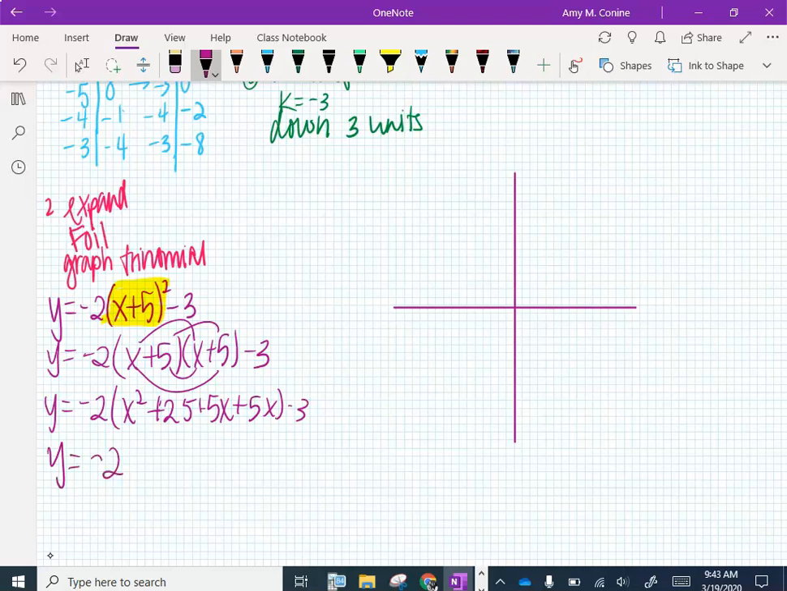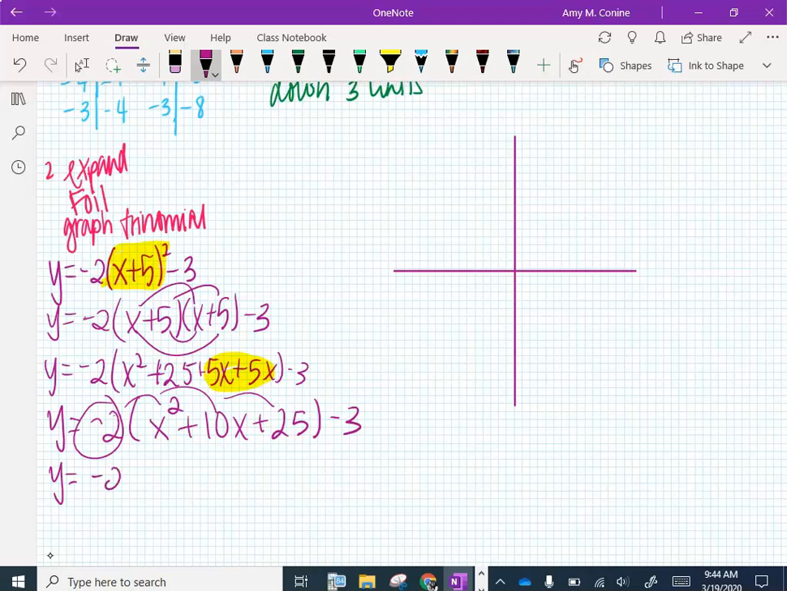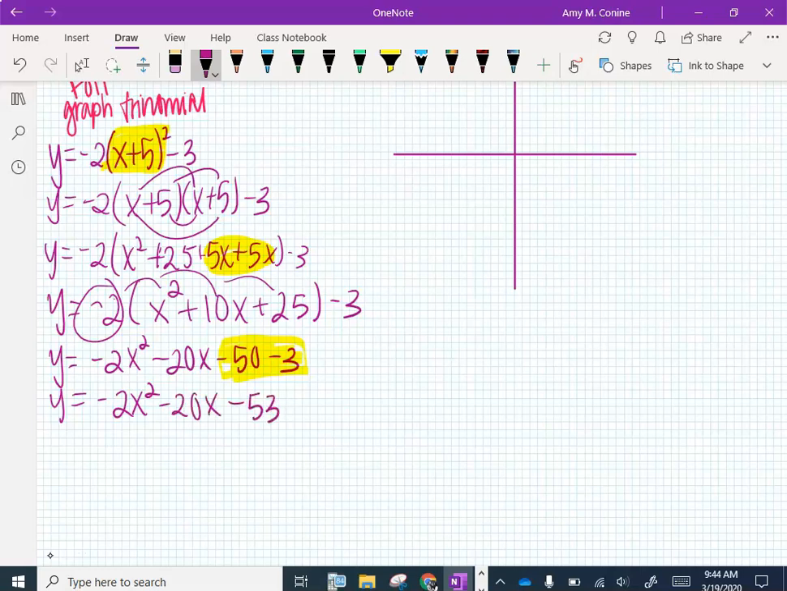So I've got negative 2 on the outside. I've got these 2 like terms that can go together, the 5x's. So x squared, I'm going to put it in my descending order like I learned how to do. And now I can take my negative 2 and I can distribute it in. So I've got negative 2x squared minus 20x minus 50, and I still have this minus 3. And I can take those 2 because they are constants. They do not have a variable. I'm going to put them together. So I have this trinomial right here, the negative 2x squared minus 20x minus 53.